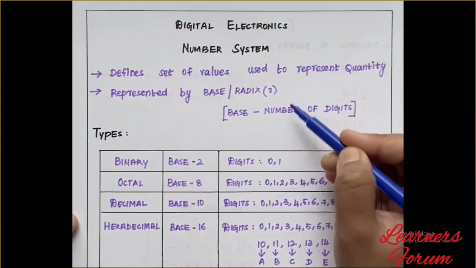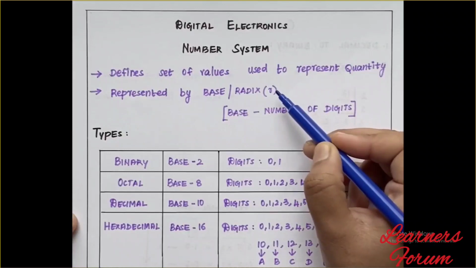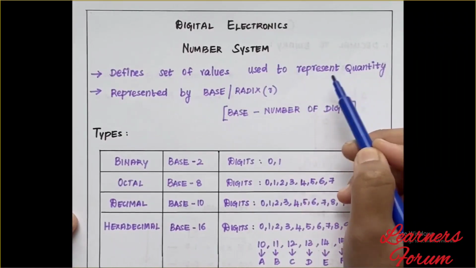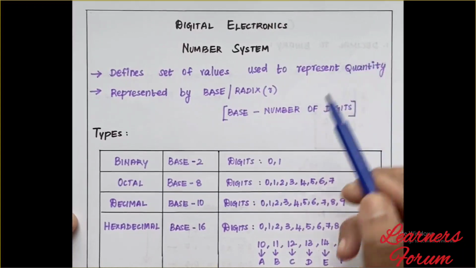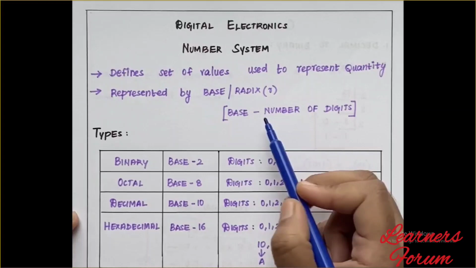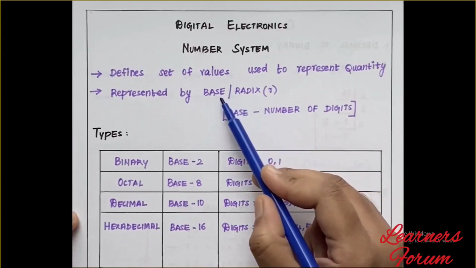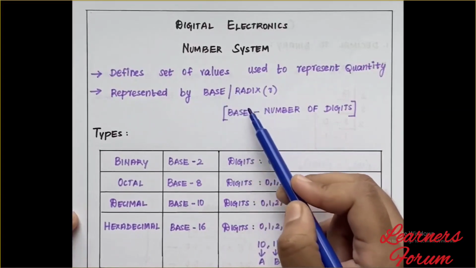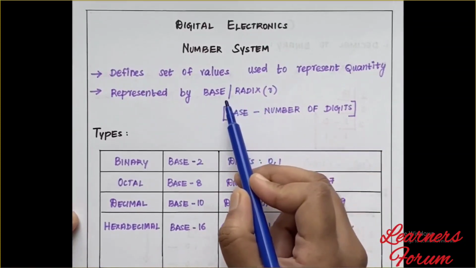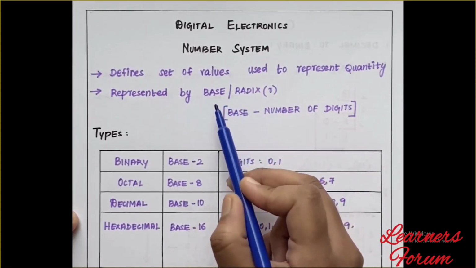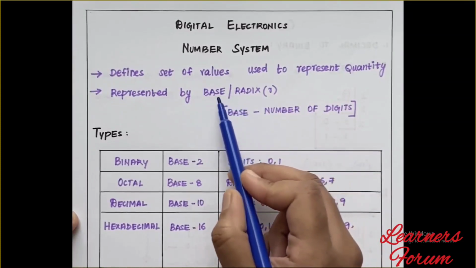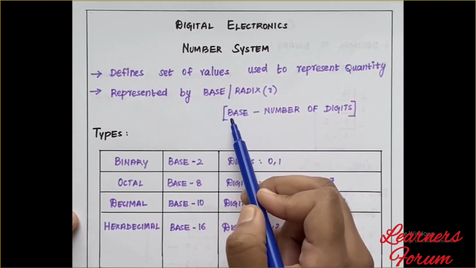This number system is represented by the parameter base or radix, which is represented by small r, where the base represents the number of digits. So this is all about the representation and definition of number system. In many places we can use the term radix as well. So base and radix both represent the same thing. Moving forward, now let us discuss the types of number system.